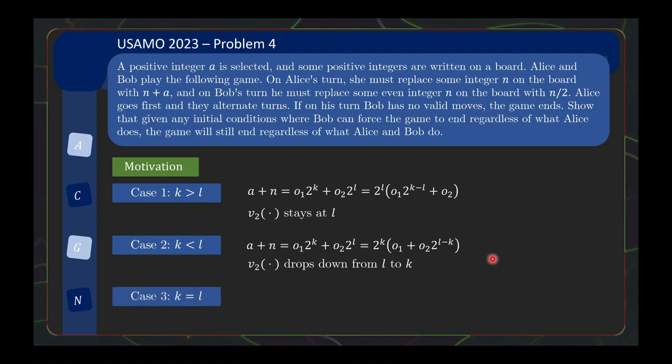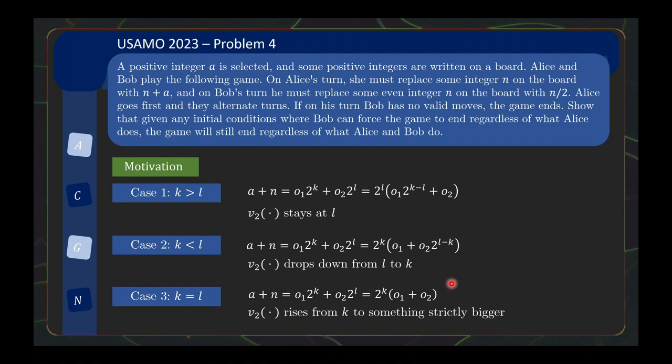And in the case k equals l, this is where we will boost up the power of 2 instead. We have a plus n equals this form, which you can pull out the common 2 to the power of k, and then odd plus odd is even. So Alice's move in this case will boost the power of 2 from k to something strictly bigger.